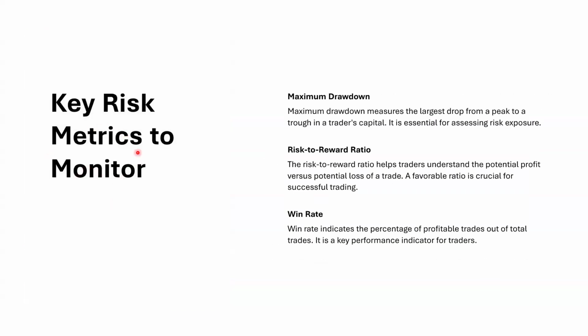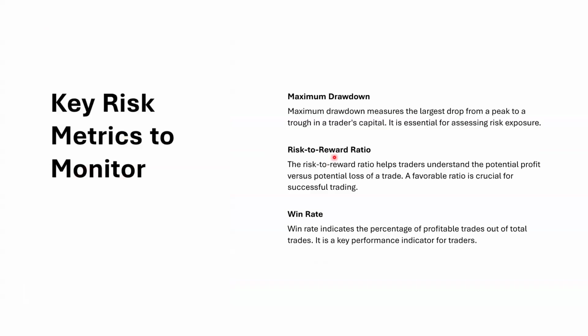Let's move forward. Key risk metrics to monitor. You have to monitor your maximum drawdown. Maximum drawdown measures the largest drop from a peak to a trough in a trader's capital. It is essential for assessing risk exposure. Normally, you are supposed to do this before you determine that you want to be scalping in the market.